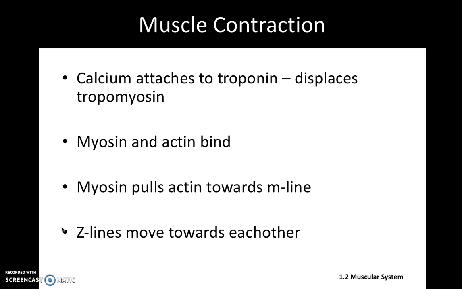Once this has happened, the myosin will pull the actin towards the M line, located in the middle of the sarcomere, which consequently causes the Z lines to move towards each other, which results in the muscle shortening and contracting. This creates a sliding motion and is where the phrase sliding filament theory comes from. In order for the myosin arm to relax and detach from the actin binding site again, it will require more ATP.